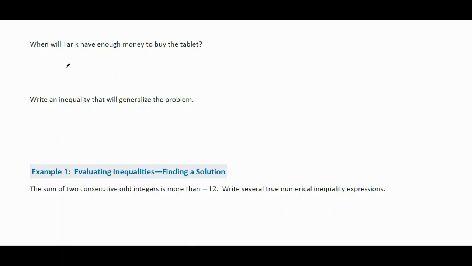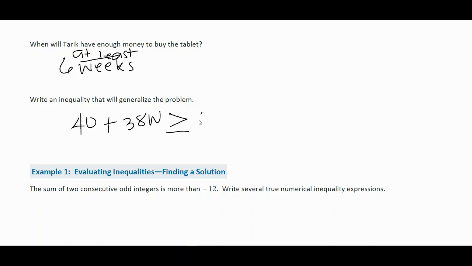So basically, when will Tariq have enough money to buy the tablet? As I said earlier, we were able to gain it in 6 weeks. So we're going to write at least 6 weeks. Next one, write an inequality that will generalize the problem. Of course we have our original expression, which is 40 plus 38w. The phrase at least means in the mathematical world greater than or equal to 6, because it should be 6 and above.